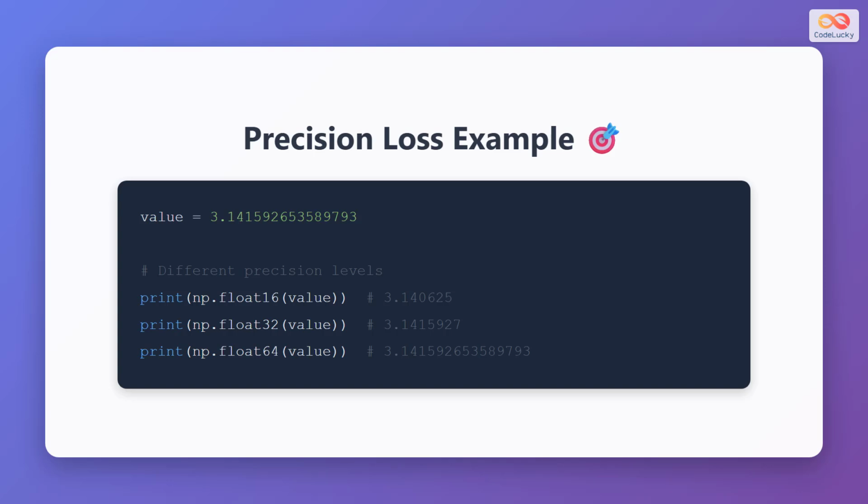Here's a practical example of precision loss. Let's take the value of pi, 3.141592653589793. When we convert this to float16, we get 3.140625, losing most decimal places. With float32, we get 3.1415927, which is closer but still not exact. Only float64 preserves the full value at 3.141592653589793. This demonstrates how choosing a lower precision type can lead to rounding errors in your calculations.